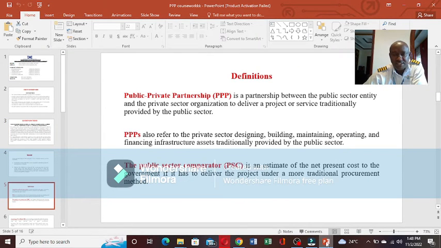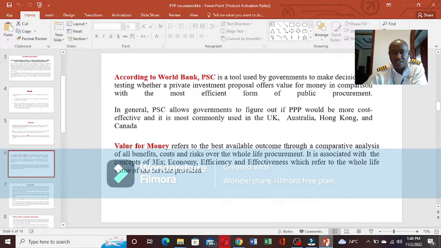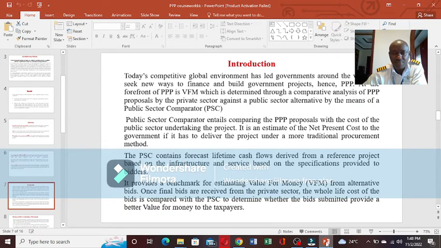Public sector comparator, according to the World Bank, is a tool used by governments to make decisions by testing whether a private investment proposal offers value for money in comparison with the most efficient form of public procurement. The world has become so competitive today that governments are looking for new ways to finance and operate projects, hence public-private partnership, and at the forefront of public-private partnership is value for money.